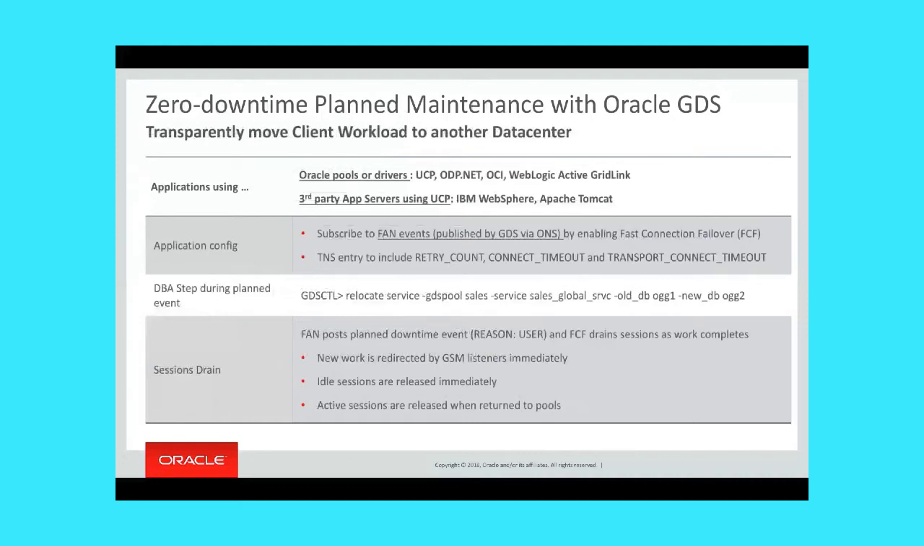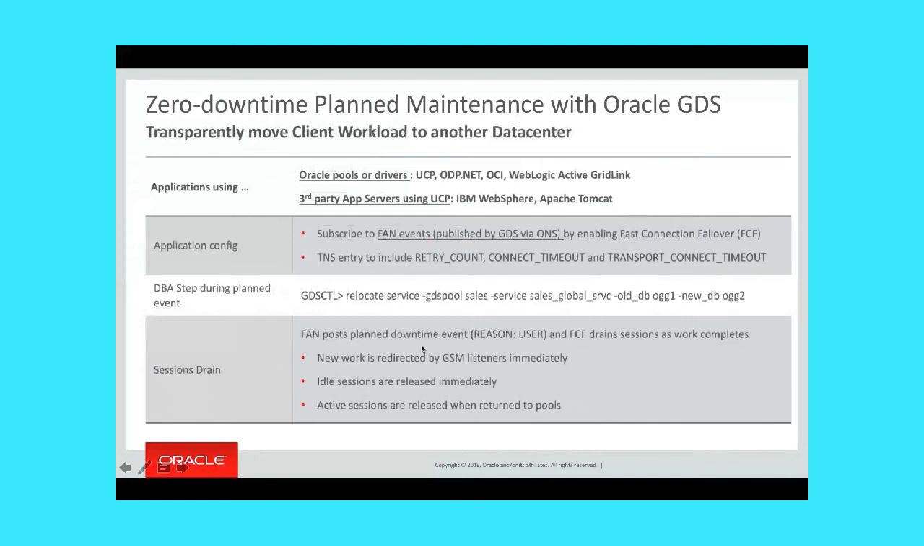With the simple command called relocate service that I run from GDSCTL, I would move the workload from one database in one data center to another database in another data center. Right? I specify what's my old database, what's my new database. So the service will get relocated to the new database, and then the FAN notification gets published by GSMs. So now again, the connection pools receive this event, and the reason in this case is user, because it's not an unplanned event, it's a planned event, and the FCF drains again.